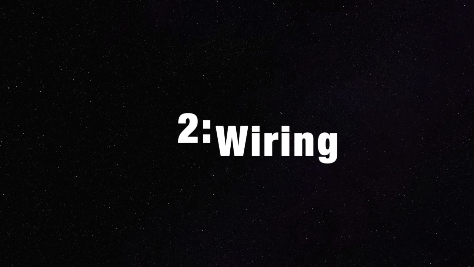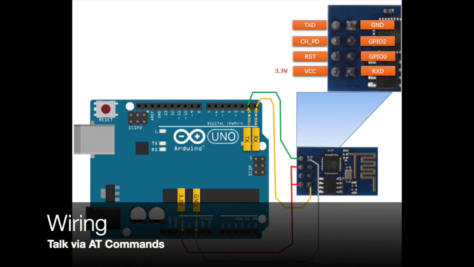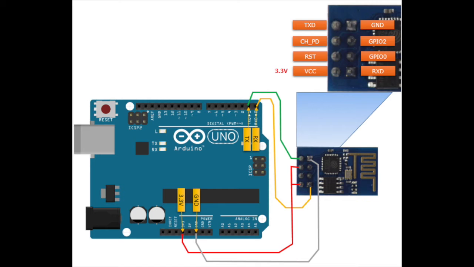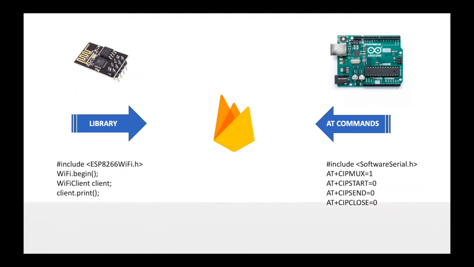Okay, so let's get the wiring out of the way. Remember, this is the way to talk via AT commands. RX to RX, TX to TX, CHPD and 3.3 go to VCC, and ground always goes to ground. Now remember, this is for AT commands, and eventually we're going to look at using the ESP directly, because it is indeed more stable and more beneficial to do that. But I want to cover this as well.